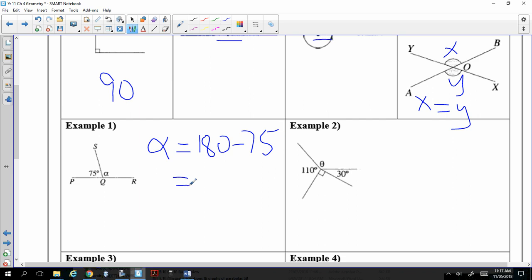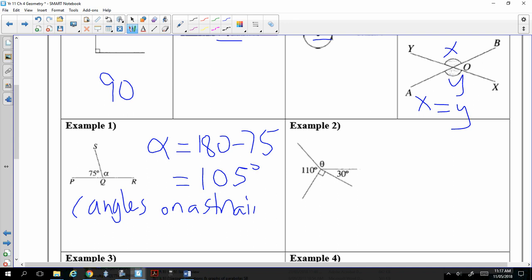Which is 105 degrees. What reason do you put? Angles on a straight line. Pretty easy. Straight line. Cool.